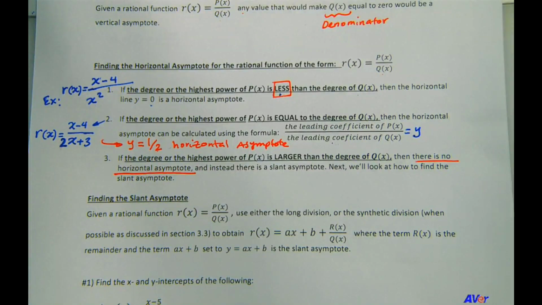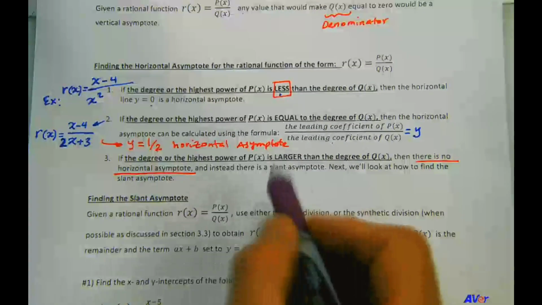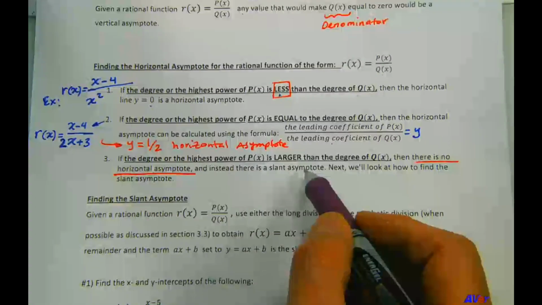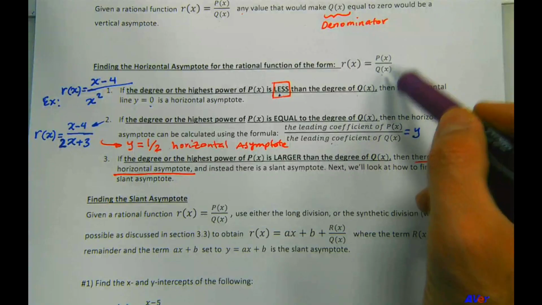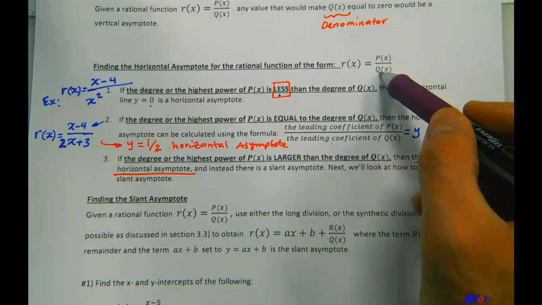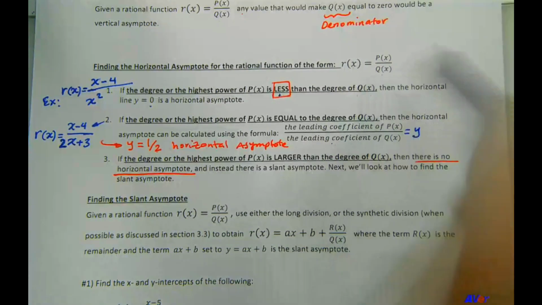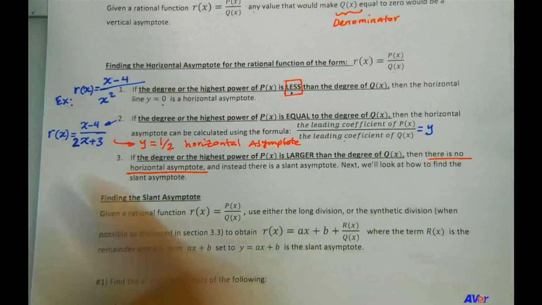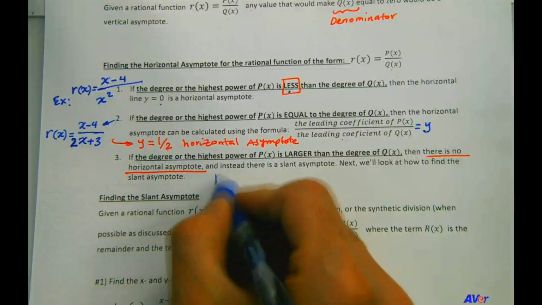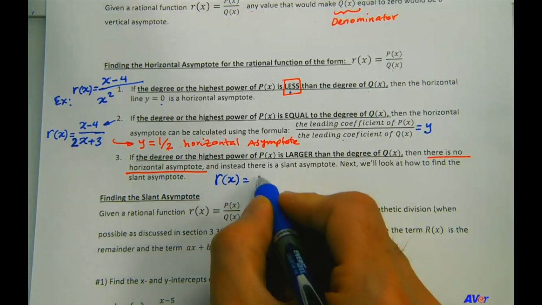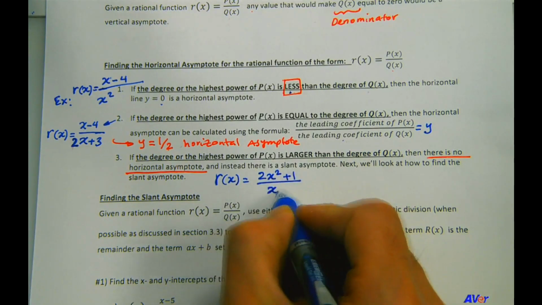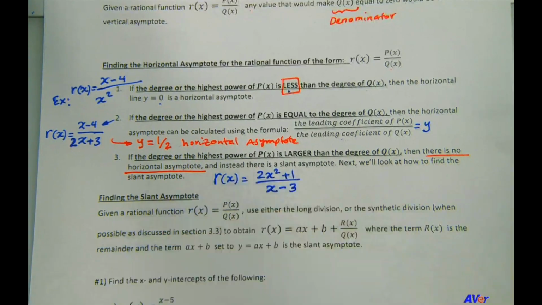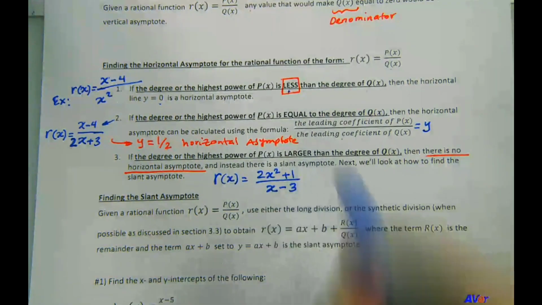So when does that occur? It occurs when the degree, or the power, of the polynomial in the numerator is larger than the degree, or the power, of the polynomial in the denominator. This is an example of that. So I'm going to put that example here. Suppose we say (2x squared plus 1) over (x minus 3). Right? That's a rational function.